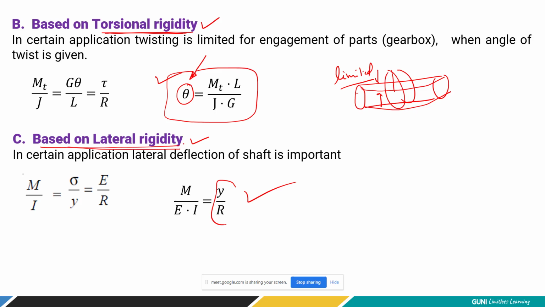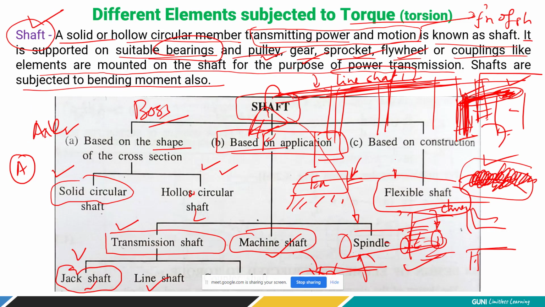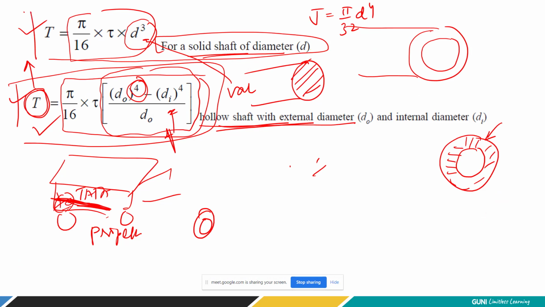But as of now, we are going to focus on the design of shaft based on strength only, right? So we are going to find a dimension of shaft, that is diameter, based on the torsional shear stress induced in a given shaft material, right? So the first thing is the calculation of torque. तो सबसे पहले क्या आएगा कि you must know based on this equation, let's say this equation, right? This is the equation from which we can find a dimension of shaft.